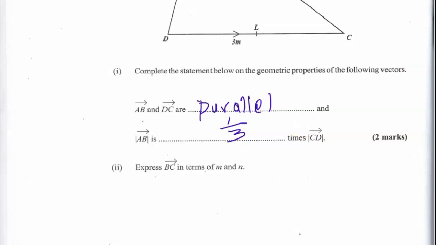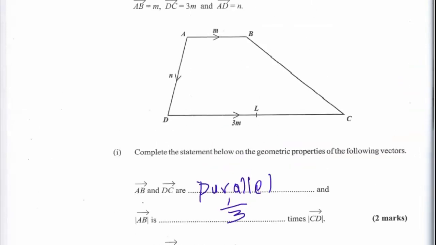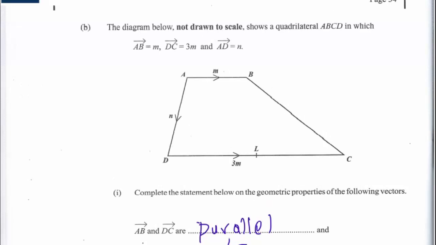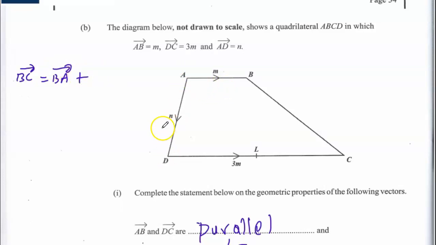And part 2, express BC in terms of m and n. Let's go back up to the diagram. So I will do this part up here. We want to find BC. To get from B to C, if you're at B and you want to get to C, you can go directly from B to C, or you can say it's B to A, then A to D, and then D to C.